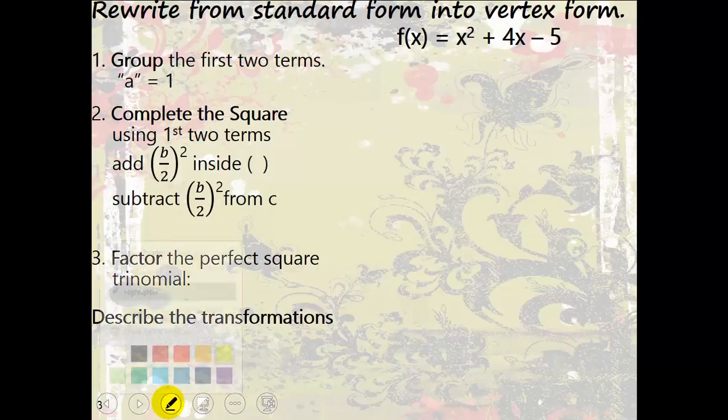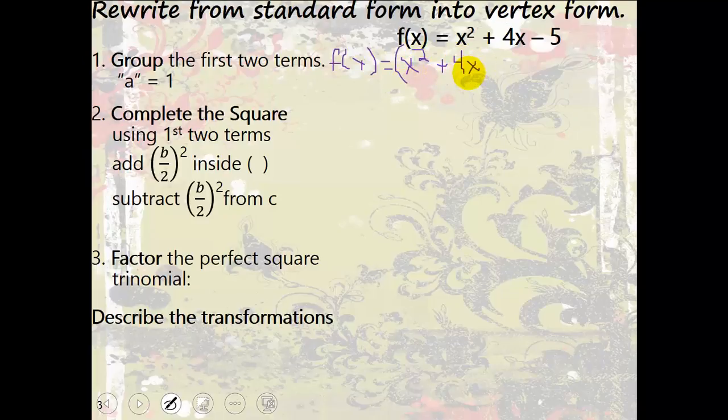All right? So we're going to rewrite this from standard form into vertex form, and then we're going to describe the transformations. So our first step is to take f of x and group those first two terms, and I'm going to leave some space here because I'm going to be adding something. I'm going to be completing the square inside there. Okay, so that's step one. And I don't have to worry about my coefficient a because here it's 1. If it's not 1, you have to do something different first, and we'll talk about that in a couple slides. My 5 looks kind of like an S, so this is a 5.